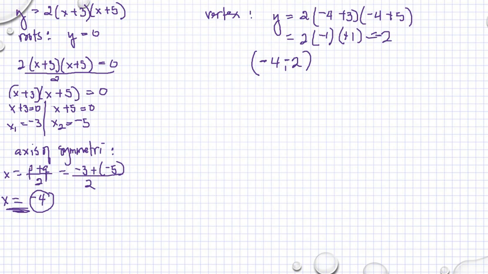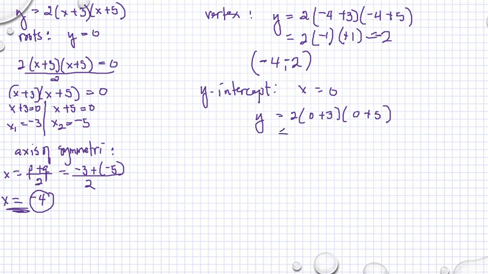Okay? Then I think we're ready to put them in a graph. Is there anything more that we need? Yeah, y-intercept. When x is equal to 0, then we have y is equal to 2 times 0 plus 3, and then 0 plus 5. Then we have 15, then we have 30. When x is equal to 0.